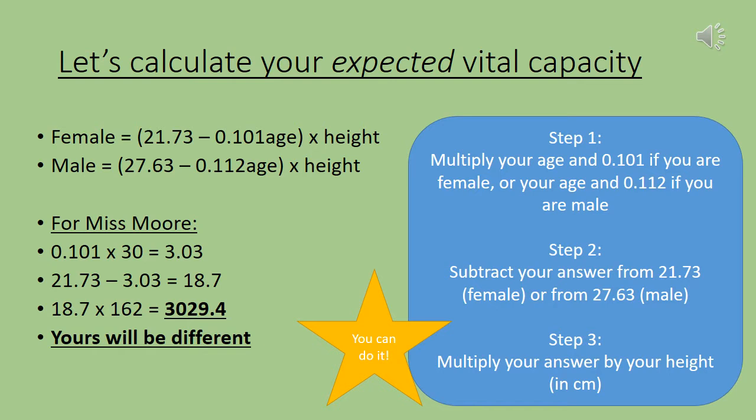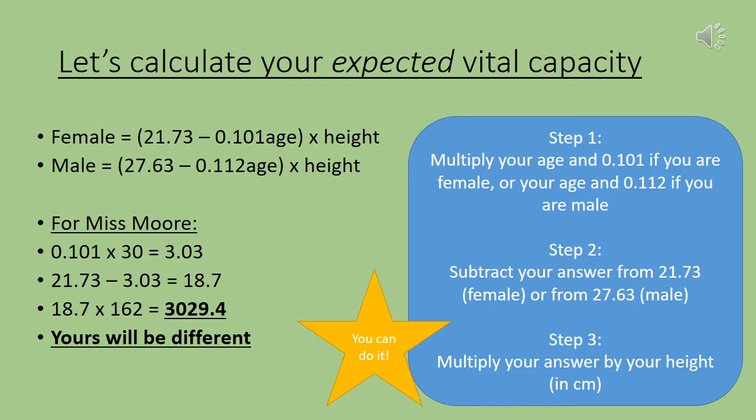Step 2, whatever answer you've just got, you have to take that away from your number. So if you are female, you're going to do 21.73, take away your answer. If you're male, you're going to do 27.63, take away your answer. Have a go at that now, and then you should have your second answer. Write that down, have it ready.